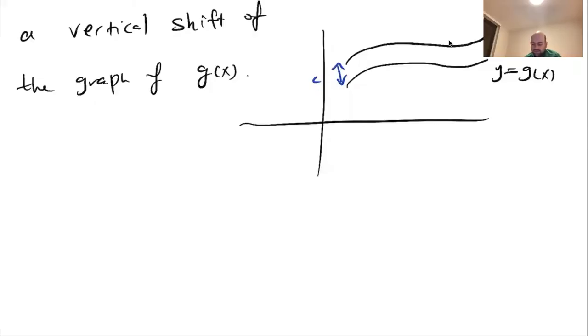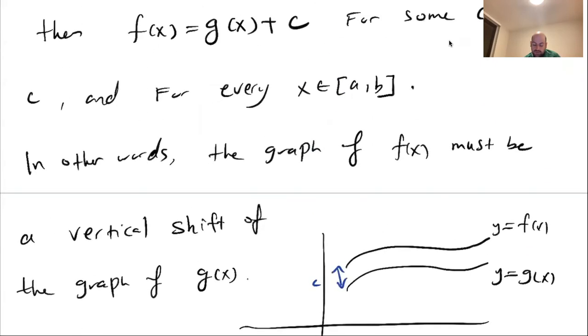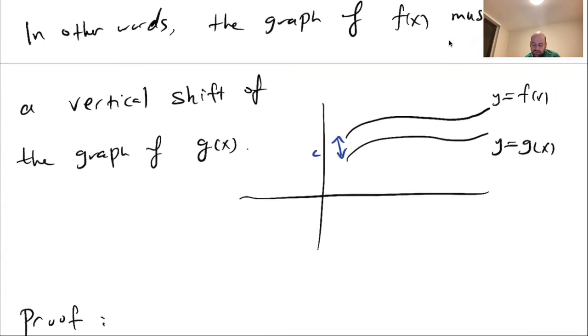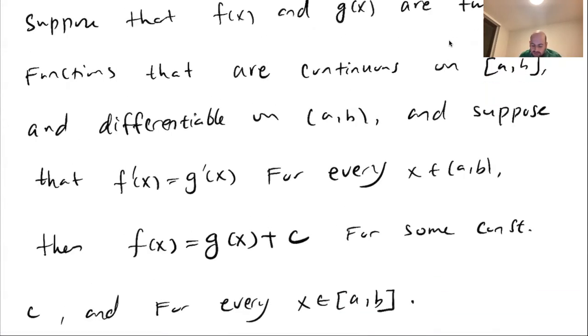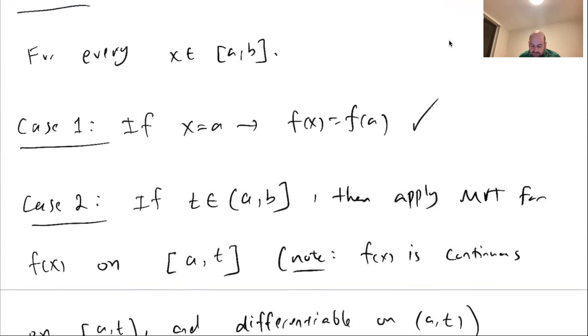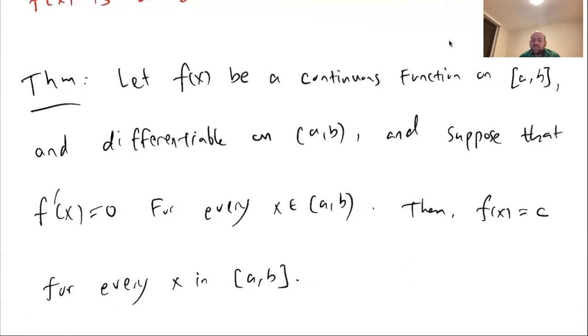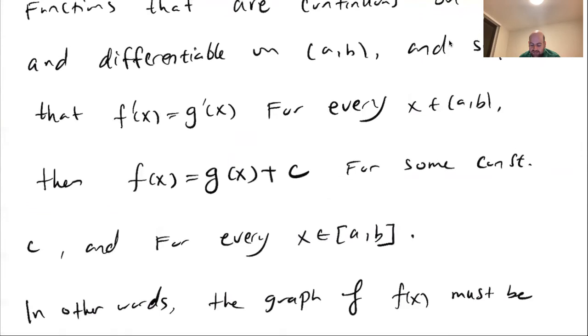All right, let me prove this theorem now. Proof of this theorem called the constant difference theorem. So I want to apply the previous theorem. In the previous theorem, we had one function whose derivative was 0, and then we could say that that function must be a constant function. Here we have two functions and the derivatives are not necessarily 0.